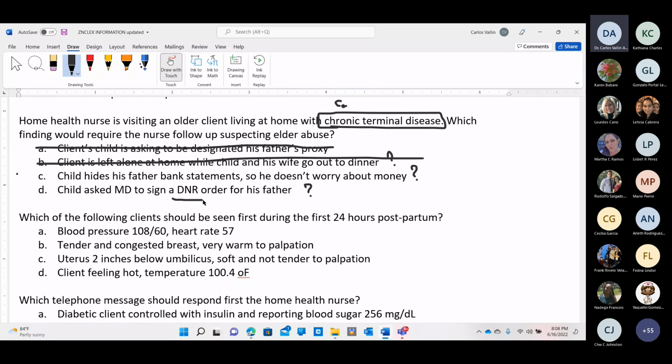But guys, maybe you have a prejudice against this DNR stuff, okay? Because I don't think that a person with chronic terminal disease requesting a DNR order is illogical, okay? But Professor, let me see. D is not a matter of fact. You are requesting, but in the other one, you hide the bank statement.